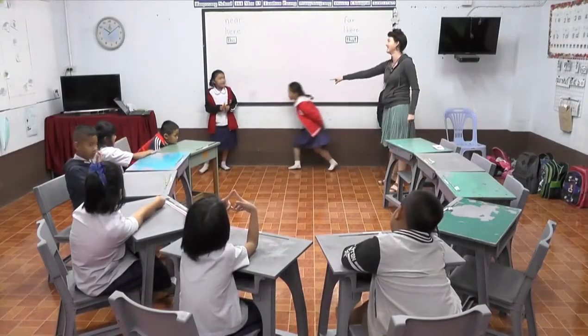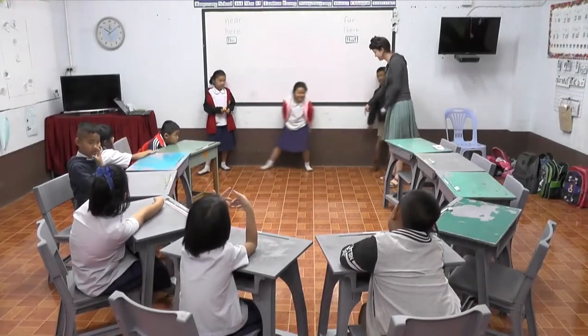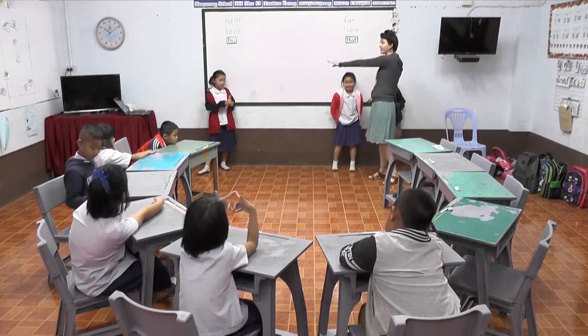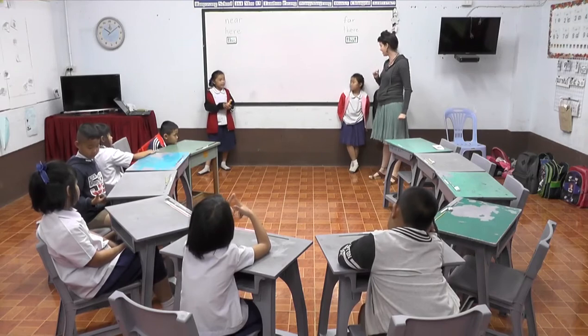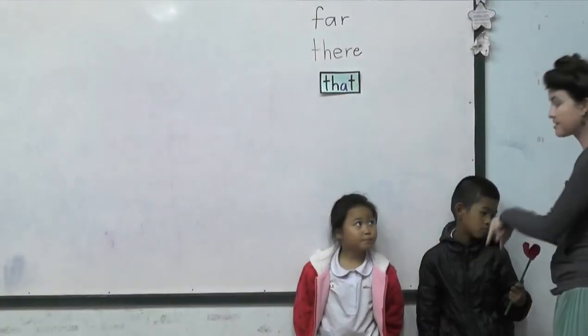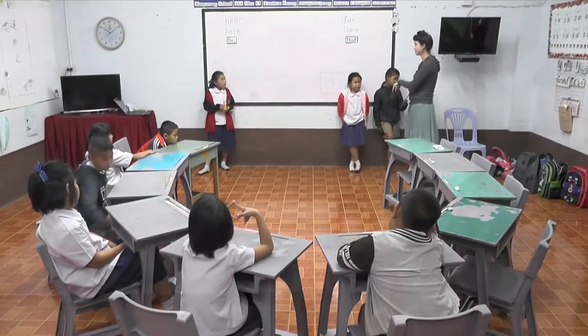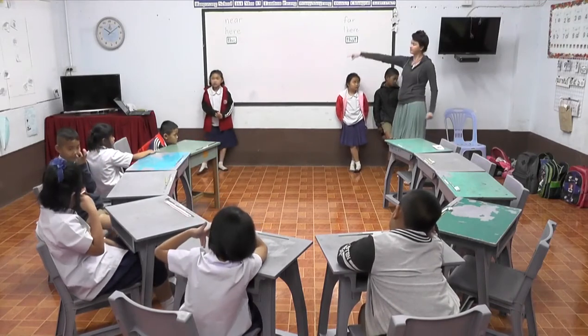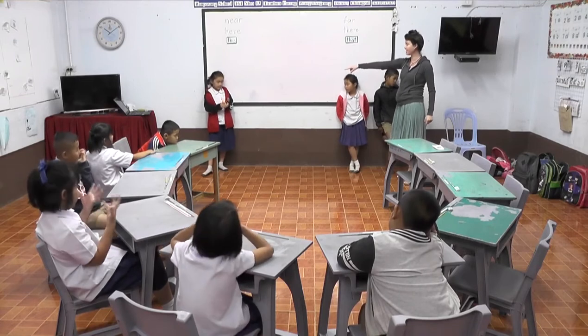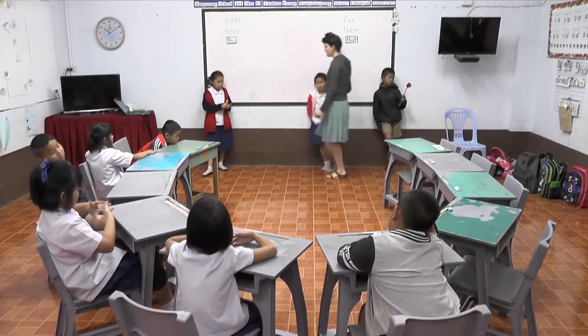That chicken. Yeah, it's far away, so we say that chicken. We say that chicken when it's far away. When it's close, what do we say? When it's near? This flower. Yeah, this flower. That chicken.